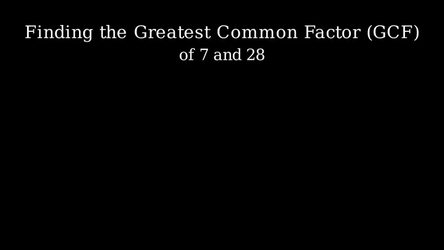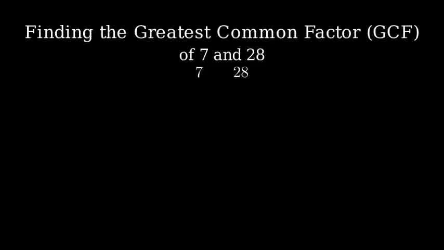Let's learn how to find the greatest common factor, or GCF, of 7 and 28. The greatest common factor is the largest number that divides evenly into both numbers. Let's start with our two numbers, 7 and 28. To find their greatest common factor, we'll first list out all the factors of each number.